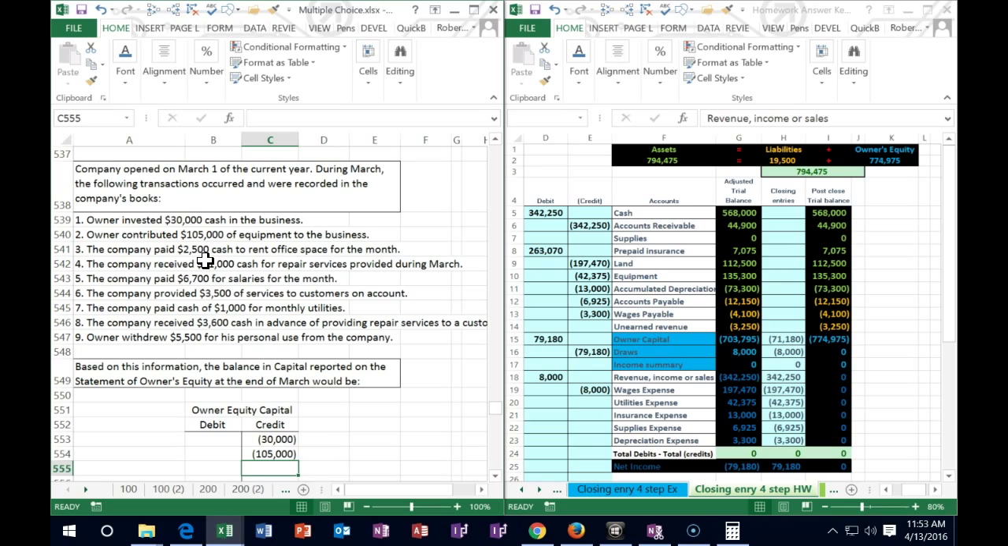And then the company paid $2,500 cash to rent office space for the month. Paid $2,500 in cash. So as cash is affected, cash is going down, we're going to credit cash, and we're going to debit, what are we going to debit? The expense, because we rented office space. The debit is going to be office expense.